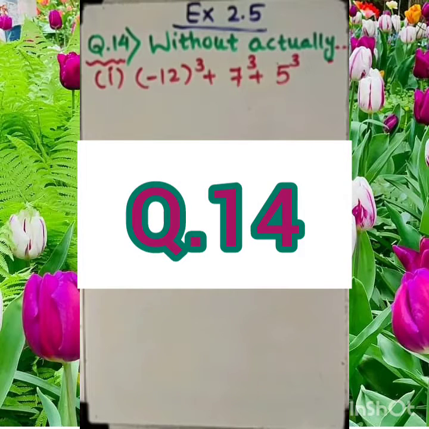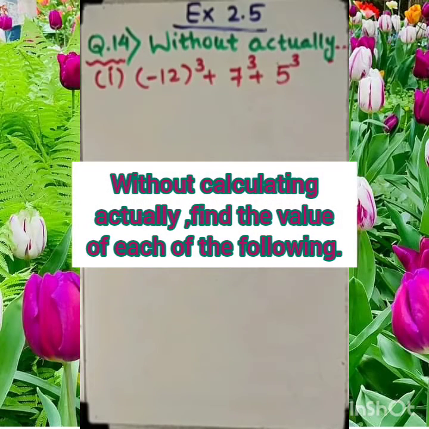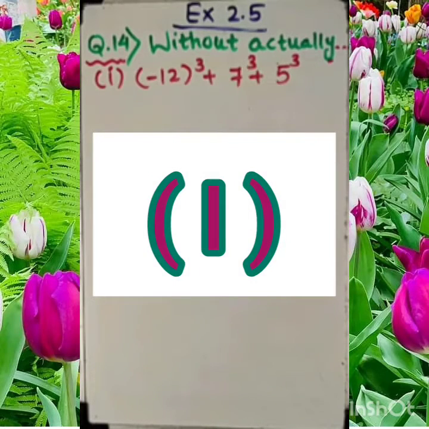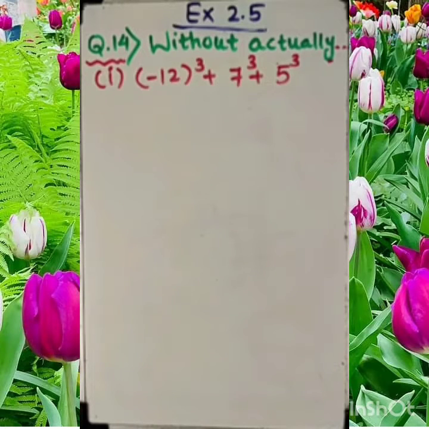So my dear student, here question number 14, what we are given? The question we are given is, without actually calculating the cubes, find the value of each of the following. You can see the first we are given (-12)³ + 7³ + 5³. Some of the students will quickly rush to multiply 12 into 12 into 12, and 7 into 7 into 7, and 5 into 5 into 5, and whatever answers come they will add, right? But that is the wrong technique, my dear student.